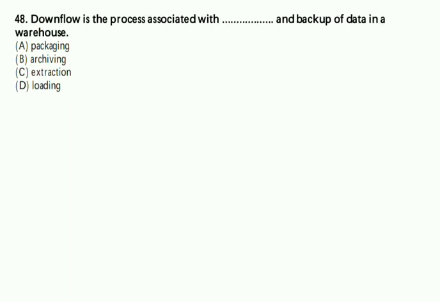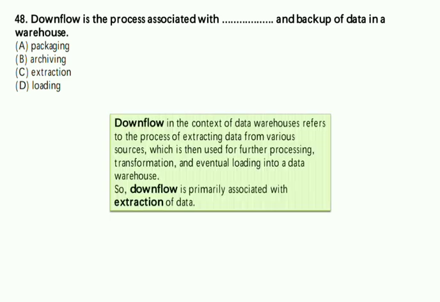Downflow is the process associated with the dash and backup of data in a warehouse. So the option C, that is extraction, is the correct one. Downflow, in the context of data warehouses, refers to the process of extracting data from various sources, which is then used for further processing, transformation and eventual loading into a data warehouse. So downflow is primarily associated with extraction of data.